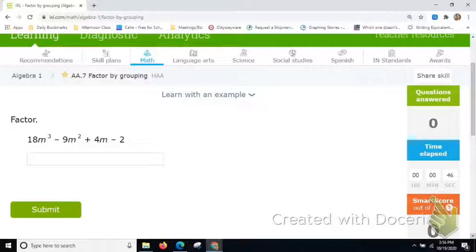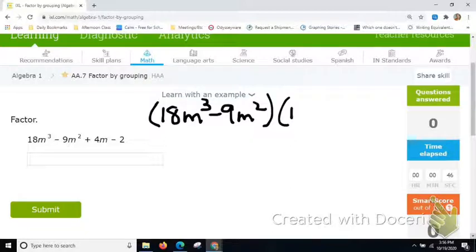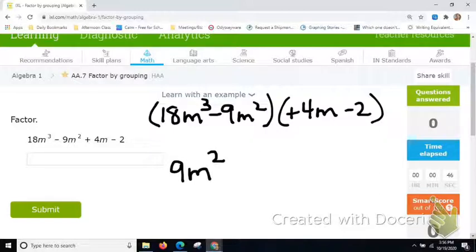Again, first we're going to group them together. So that would be 18m to the third minus 9m squared, and then plus 4m minus 2. For the first two, they have a 9 in common and m to the second. So 18 divided by 9 would be 2m. 9 divided by 9 would be negative 1. No extra m's.